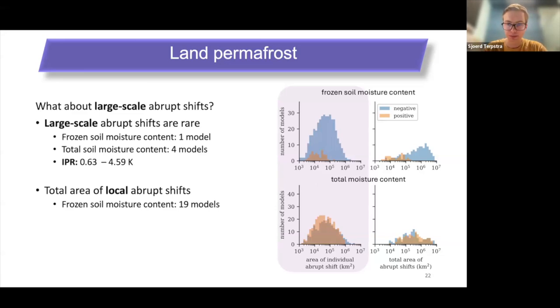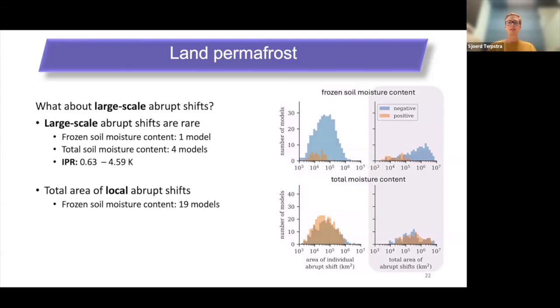So that's quite rare. If you look at the total moisture contents, the image is not so clear because there are also a lot of positive shifts, so increases in moisture content. There are a few more that are really big areas, but the signal here is in that sense less clear.